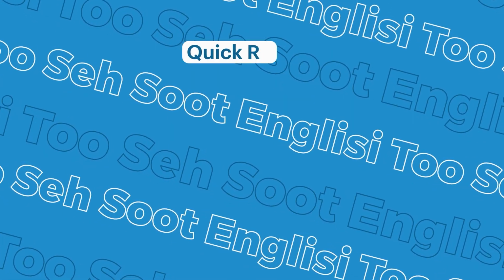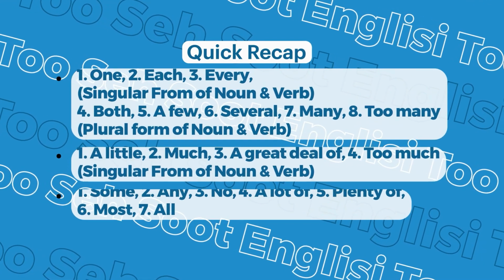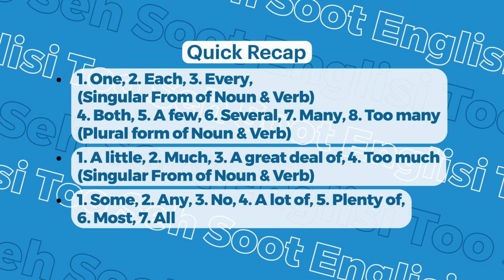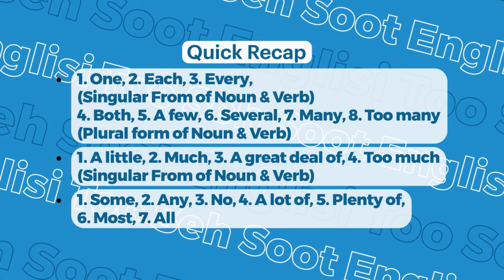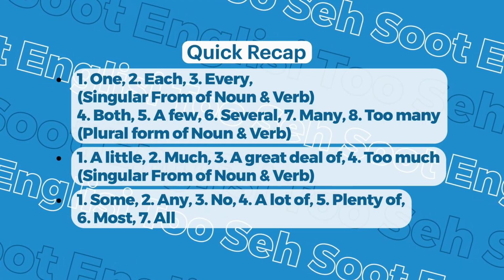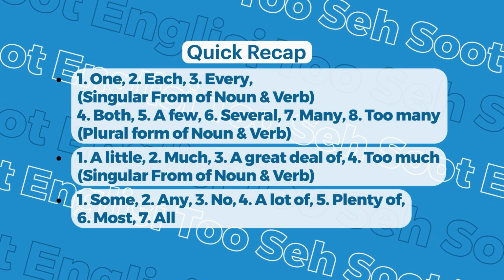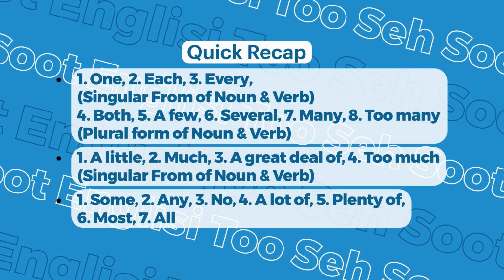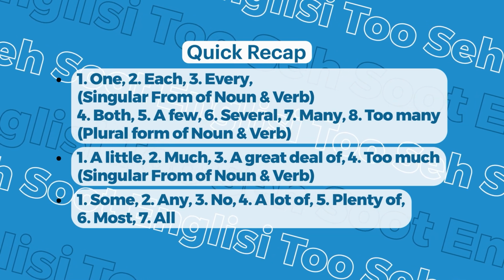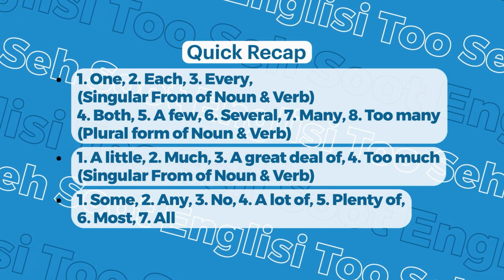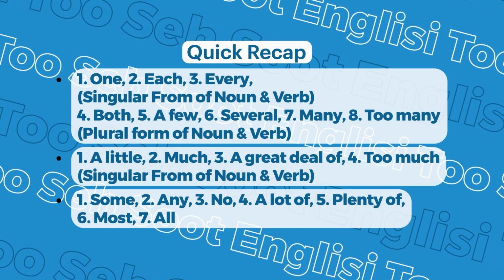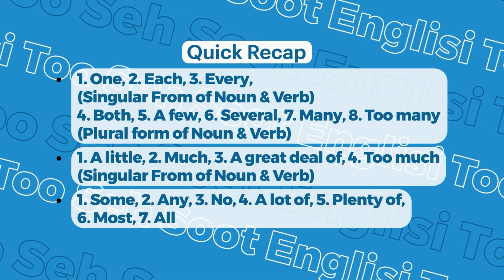Okay, so let's have a quick summary. We have two types of nouns: countable, like apples, walk, a student, and non-countable nouns like rice, water, money. For countable nouns, we can use quantities like one, each, every, both, a few, several, many, too many, and also some, any, no, a lot of, plenty of, most, and all. And for non-countable nouns, we can use a little, much, a great deal of, too much, and also some, any, no, a lot of, plenty of, most, and all.